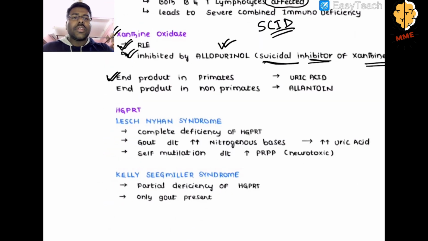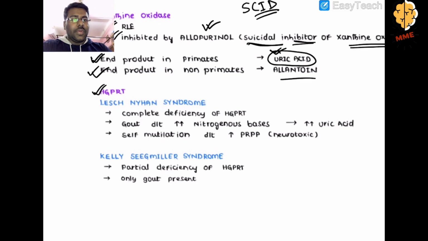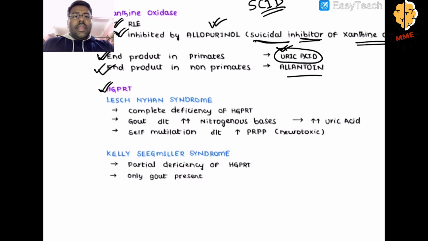Coming to the end product: in primates it is uric acid, and in non-primates it is allantoin. Now coming to HGPRT. Lesch-Nyhan syndrome is a complete deficiency of this enzyme. The gout is due to increased nitrogen bases, so due to increased uric acid production.